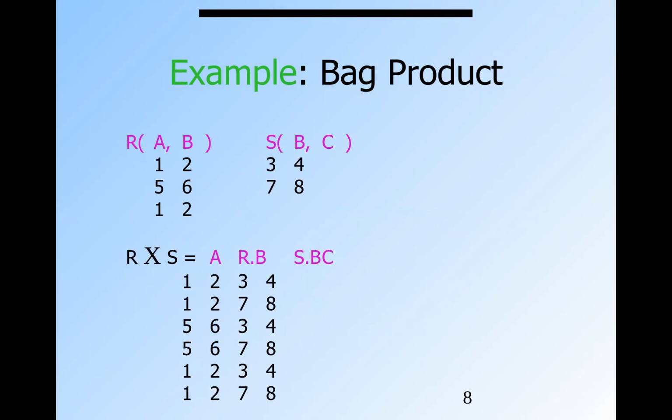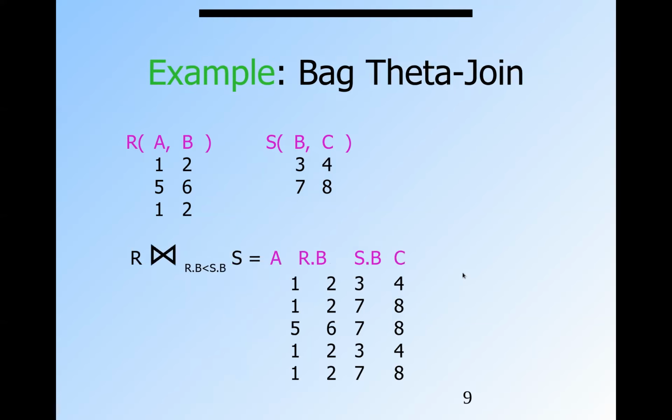Bag product is also very straightforward. If you have n tuples and m tuples, you'll get n times m matches. It'll just do the full product. So 1, 2, 3, 4 is being duplicated, of course. Okay, so that's the bag semantics under product.